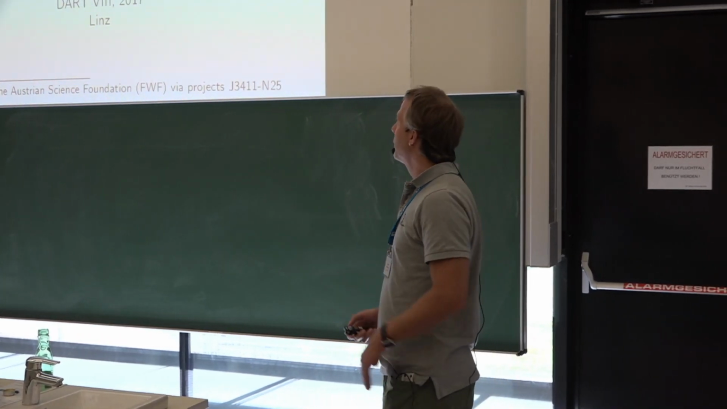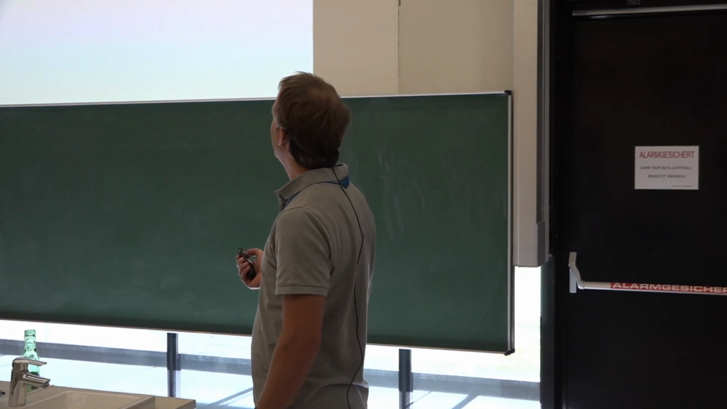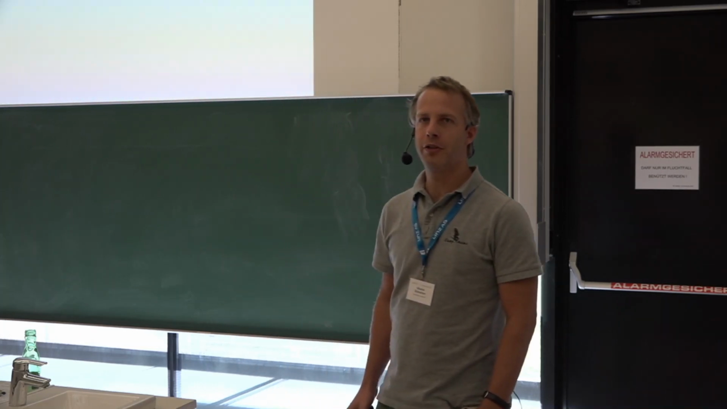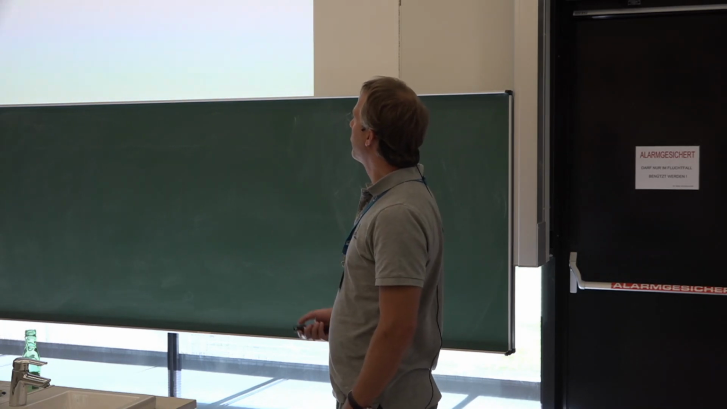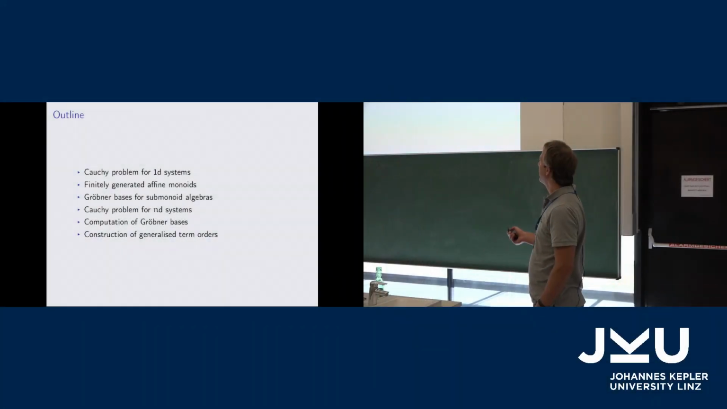Okay, I will talk about Gröbner bases today in a special sense, and the application I have in mind is the Cauchy problem for systems of partial difference equations with constant coefficients. I will start with this Cauchy problem or initial value problem for simple systems. Then I will explain the words which appear in the title. Then I return to the Cauchy problem, and then I will say something about computing those Gröbner bases.